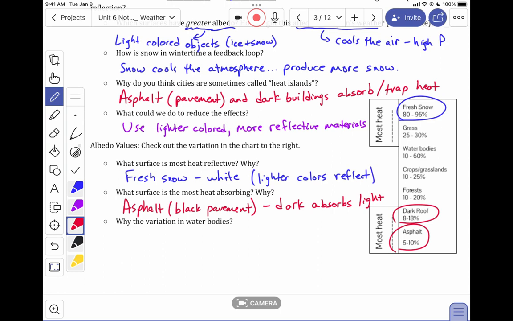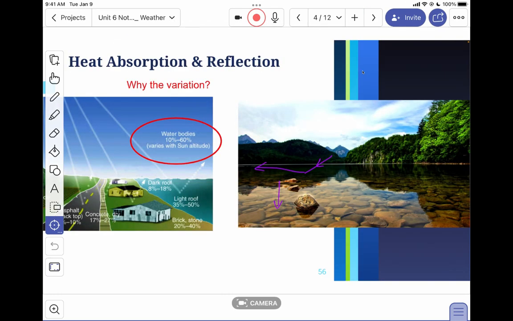Now the weird one, I don't know if you noticed this, is the water bodies. So this has a 5% range, 15% range, 15%, 10%, 10%, 5%. But the water bodies right there, we have this 50% range. So why such a huge range in water when we don't have that same range in the other surfaces?